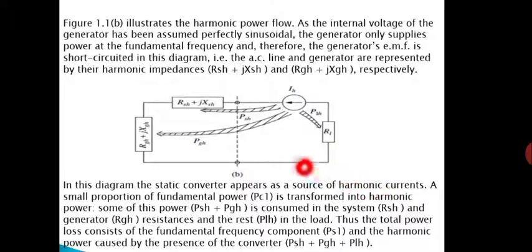And the harmonic power caused by the presence of the converter. Thus the total power loss consists of fundamental frequency component PS1 and the harmonic power caused by the presence of the converter. So the total losses is nothing but the losses in the transmission line, losses in the generator and losses in the load. So that is PSH, PGH and PLH.